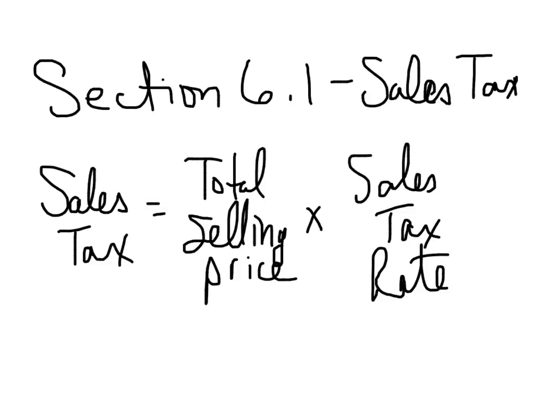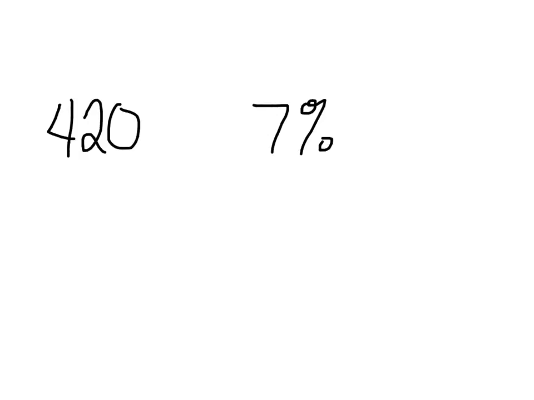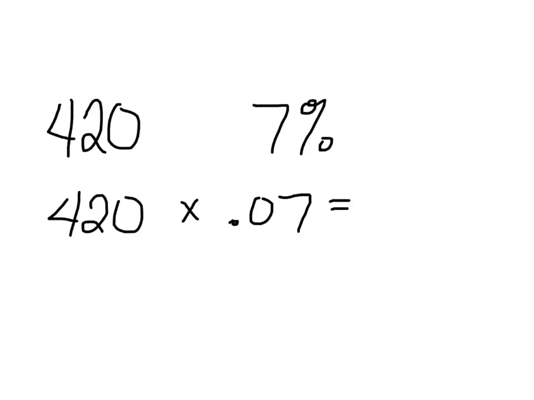On problem number 1, it says Sandy Zupa bought an outboard motor for a total selling price of $420 in Maine, which has a 7% sales tax rate, and we need to calculate the sales tax. That's the only thing we're going to calculate. So we have to take 420 times 0.07, and when we get that number it will tell us how much the tax is. So take 420 times 0.07, and I get $29.40. That's your sales tax.